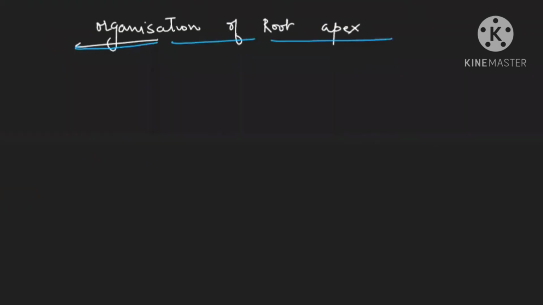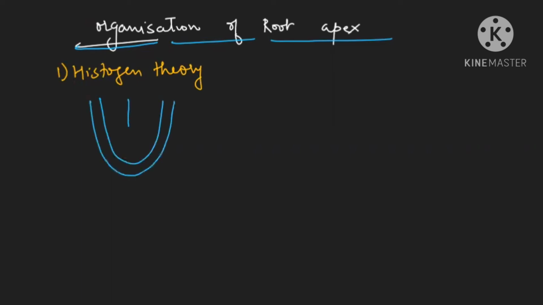Now let us see the root apex organization. According to the root apex, histogen theory is also valid here. Histogen theory, which is given by Hanstein. And according to him, this is the root apex. Let me draw the root apex. You know very well, root apex. It is having root cap also. So this is root cap. And root cap is known as calyptra.